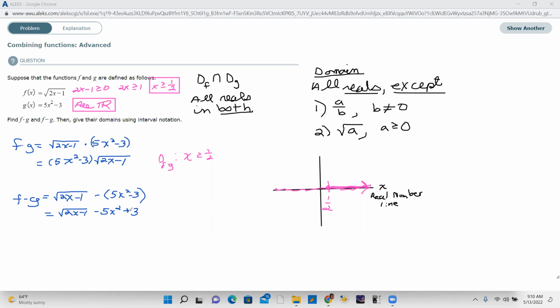And again, we just need numbers that work in this whole thing. So numbers that work in both. And it's going to be the same thing. The domain, it's all x's such that x is greater than or equal to a half. And it's asking you to use interval notation. So for these domains, it's 1/2, and we need to box that in because it's greater than or equal, to infinity. Okay.